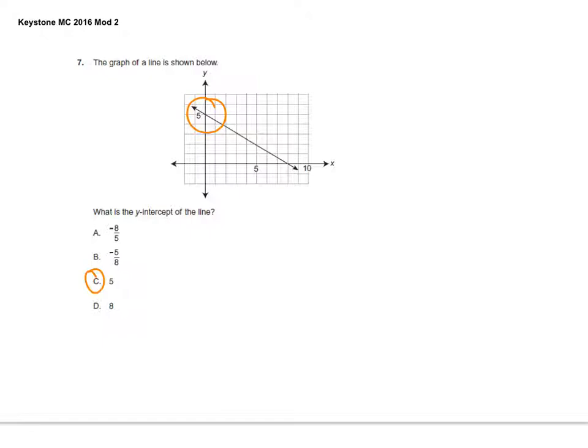Another easy problem, right? Going through and looking at this, we have a graph of a line. What is the y-intercept of the line? Looking at this graph here, easy enough. That y-intercept is 5.